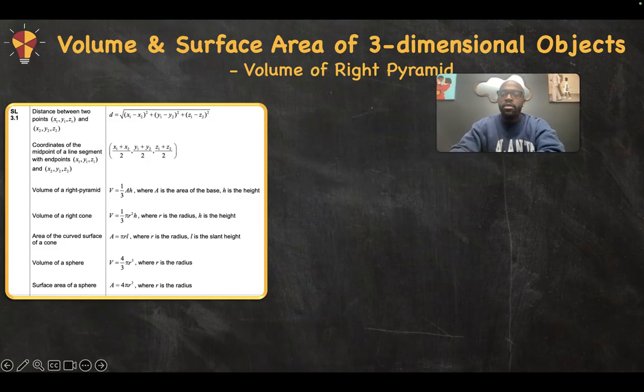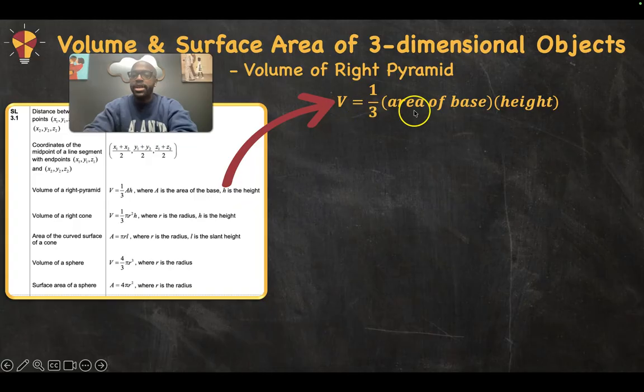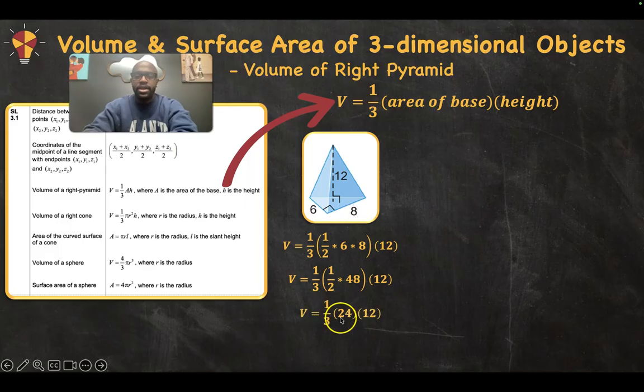So now, volume of a right pyramid. So 1/3 times the area of the base times the height. So the area of the base, this is a triangle, so 1/2 times 6 times 8. And that would give you 24. And then you'll take 24 times 1, which is 24, divide by 3, which is 8. 8 times 12 is 96. All right, so that's the volume of the right pyramid.